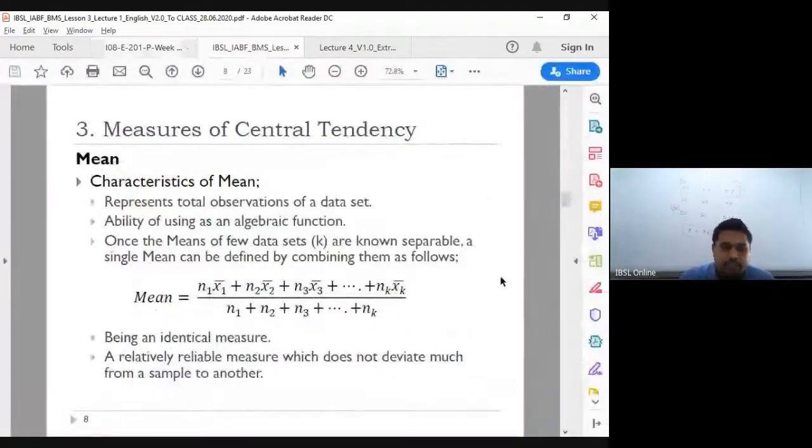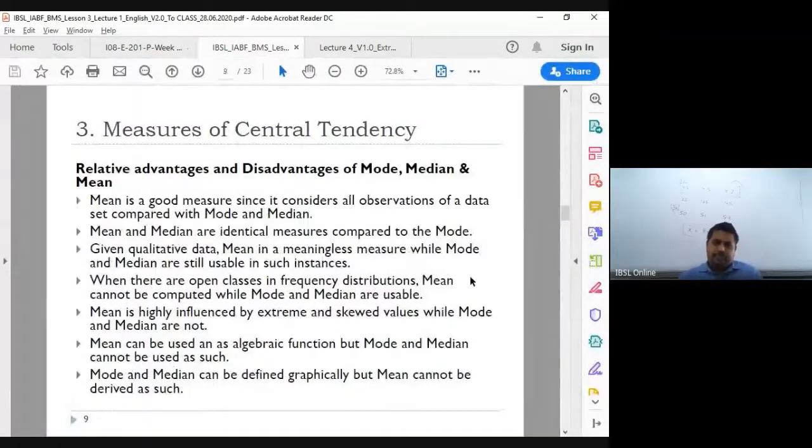Let me continue from this slide, sir. Now, we discussed the characteristics and the usages of mode, median, and mean. These are some of the advantages, disadvantages, and characteristics of mean, median, and mode. Important points. Some of these points can be a bit tricky to understand. However, it's very important to note these characteristics.